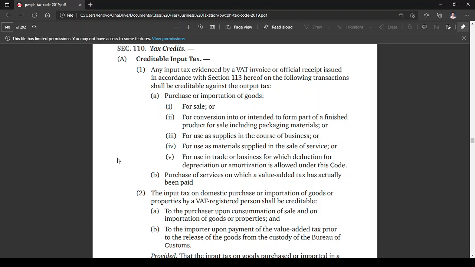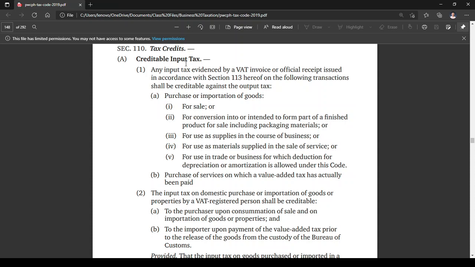So let's continue our discussion dito sa value added tax. We are now at section 110, which is on tax credits. The first tax credit that we can avail as a taxpayer or a business taxpayer is the creditable input tax. Na try nyo namang nag-compute nito, right? You already know the effect of creditable input tax.